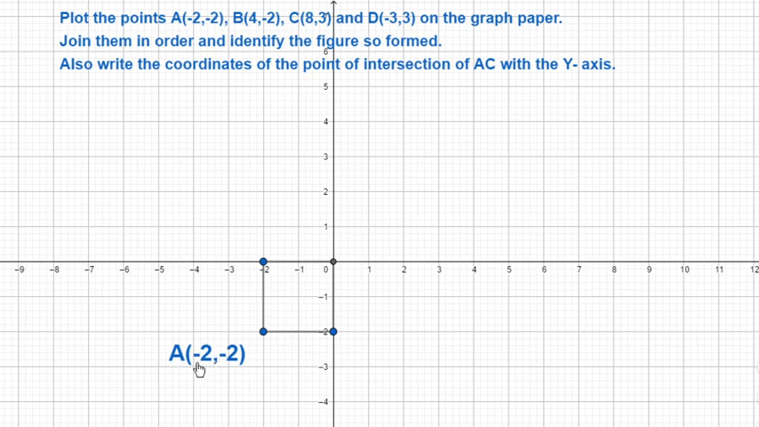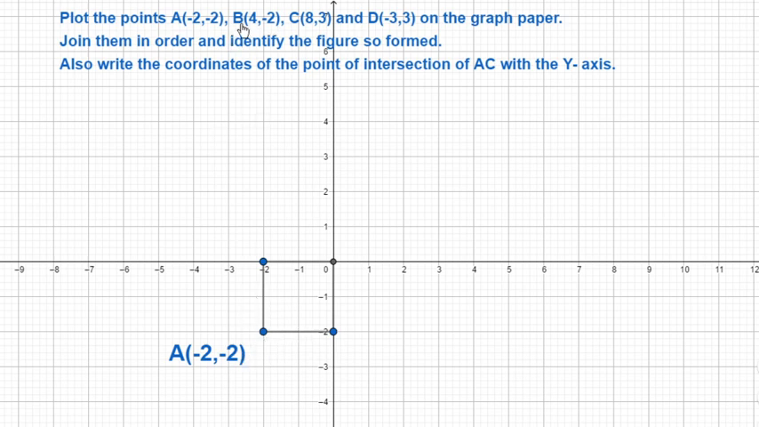And what is the value of A? Minus 2 comma minus 2. So here the x coordinate is minus 2 and the y coordinate is also minus 2. So we have marked the intersection point of both of these here.